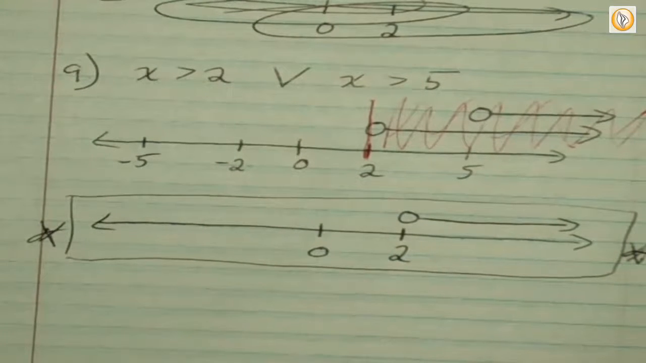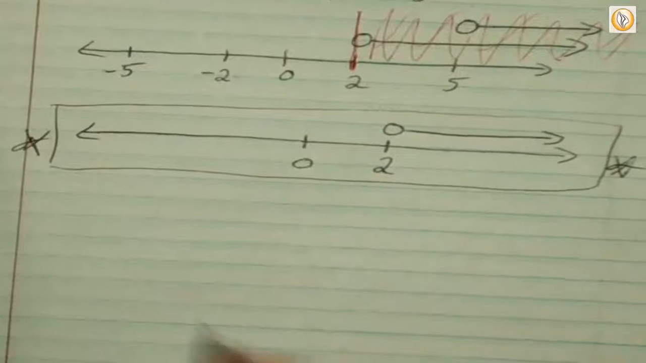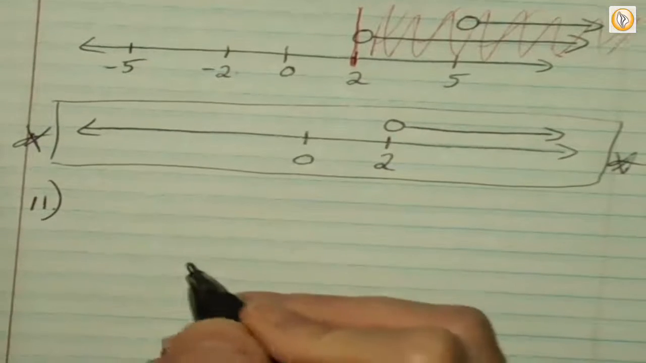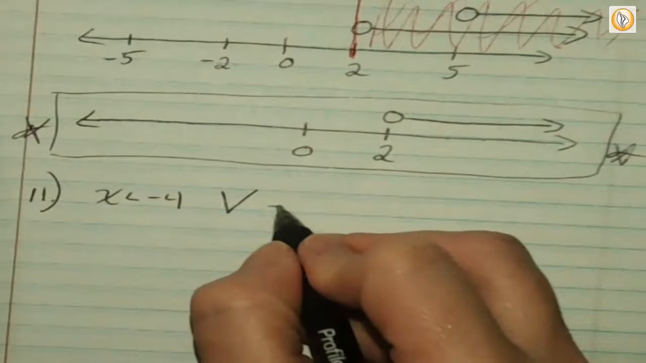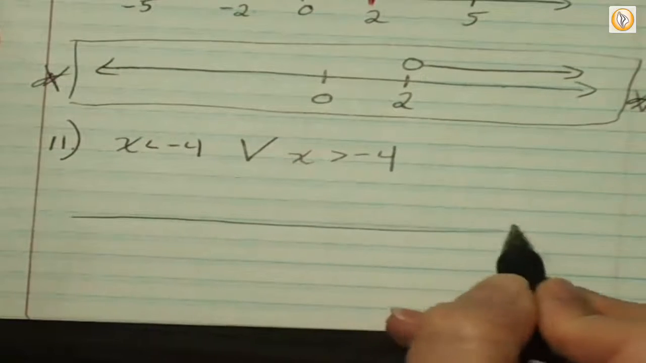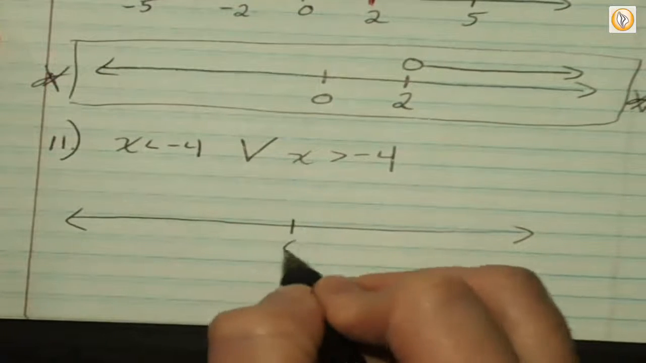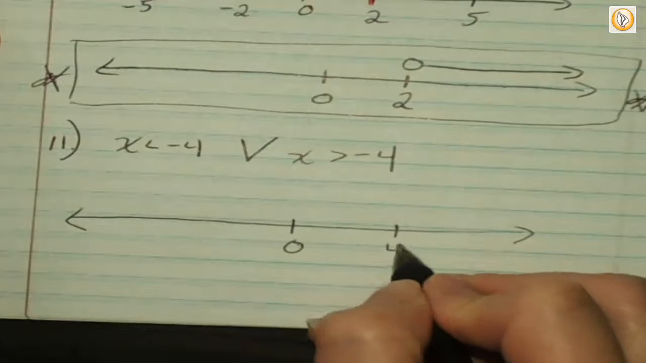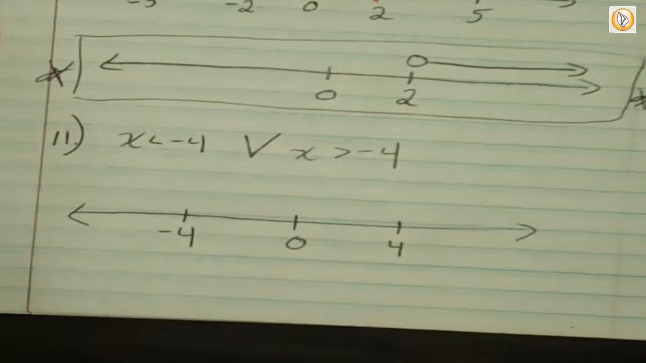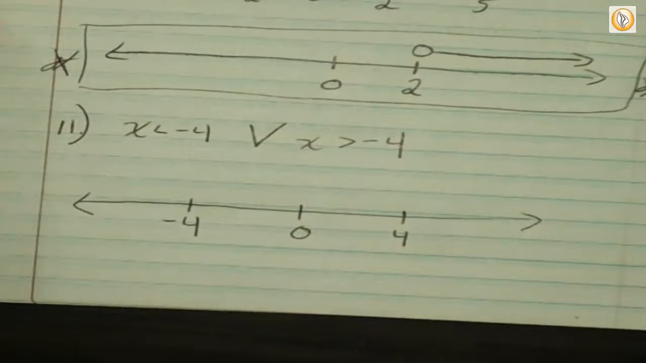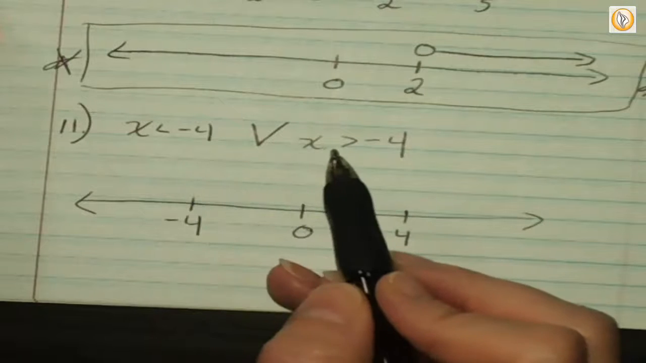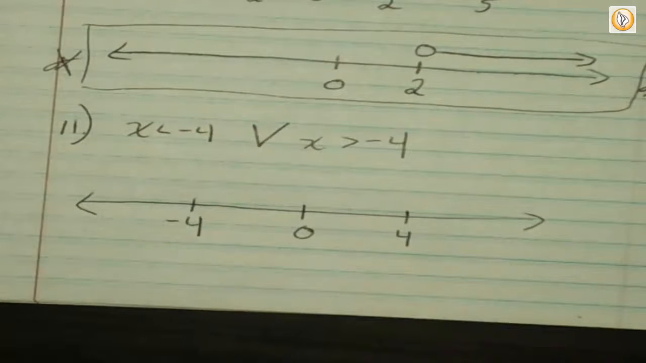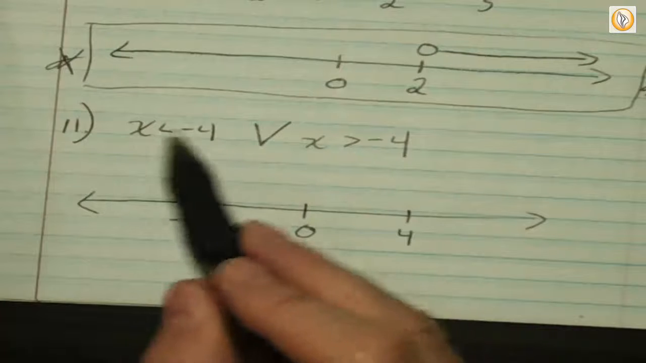Does everyone have this? Let's do 11. X is less than -4, because it's tricky, or X is greater than -4. Sophia. Ooh, I'm going to pick on you today. Take a look at that. X is less than -4 or X is greater than -4. How would I graph, let's say, the first one?